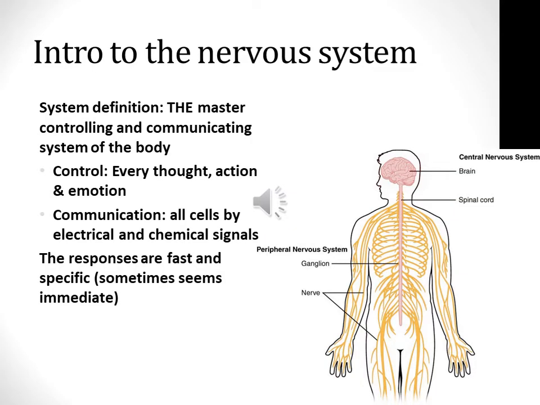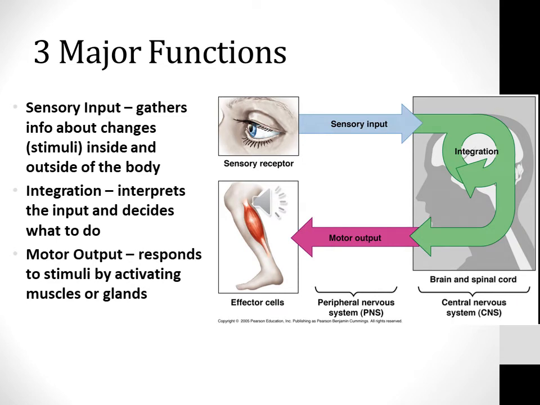Our nervous system is the master controlling and communicating system of the body. So we're dealing with every thought, every action, every emotion, all of the cells, both electrical and chemical signals. And with the nervous system, your responses are fast and specific, and sometimes they're immediate. So you can get a quick overview of what we're talking about and where it goes, which is pretty much everywhere. We have 3 major functions of the nervous system.